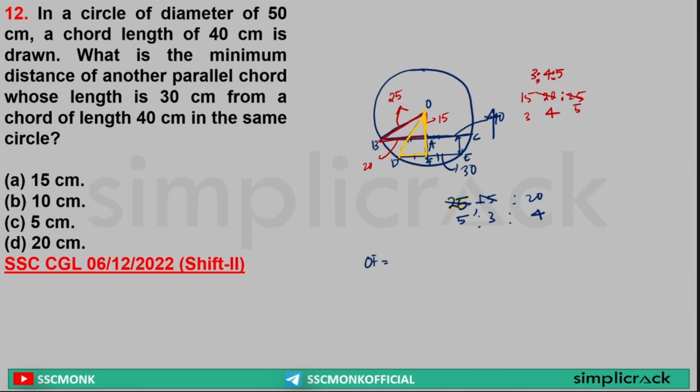Sir, OF value is equal to 20 centimeter. But out of that, OA is equal to 15 centimeter. So what is the distance between this A and F? So AF is equal to OF minus OA, that is equal to 20 minus 15 is equal to 5 centimeters. So this is the smallest or minimum.